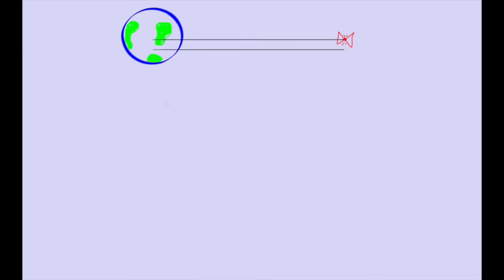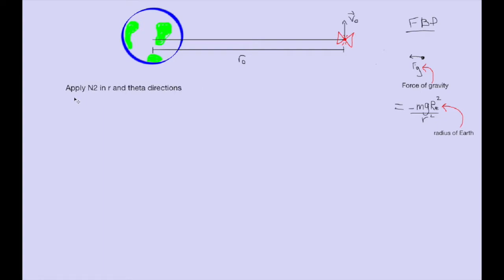Initially, the center of our satellite is some distance r0 from the center of the Earth and has initial tangential velocity v0. As always, let's start with the free body diagram. The only force acting on the satellite is the force caused by the gravity of the Earth. However, we do need to account for the distance r. Now we apply Newton's second law in both the radial, r, and tangential, theta, directions.